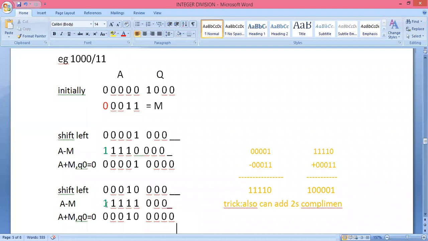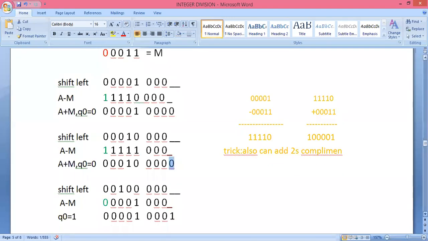Then check the most significant bit. It is 1. If it is 1, we are doing what? We are restoring A back. Restoring A by adding M to it again. So take 1 1 1 1 1 plus 0 0 0 1 1. The answer I'm going to get is 0 0 0 1 0. And the second step you have to do is that this empty position you have to fill with 0. Okay, so this is the second iteration completed.